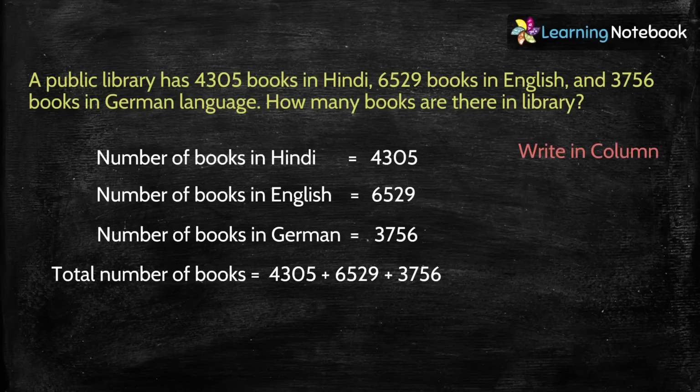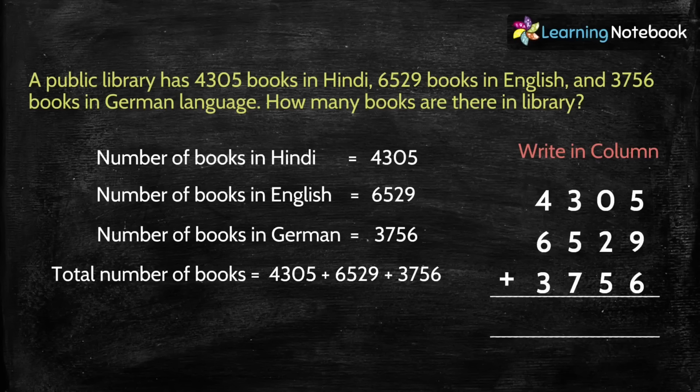So let's write them in column. Now add the digits at ones place first. 5 plus 9 plus 6 equals 20. So carry 2 to the tens place and 0 comes in the answer. Now add the digits at tens place. 2 carry plus 0 plus 2 plus 5 equals 9.